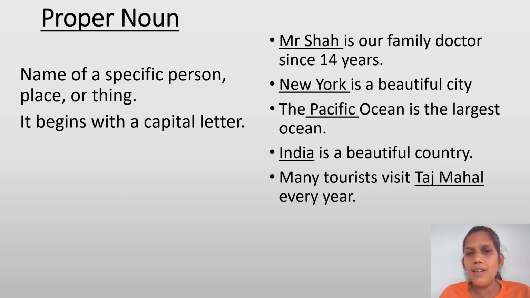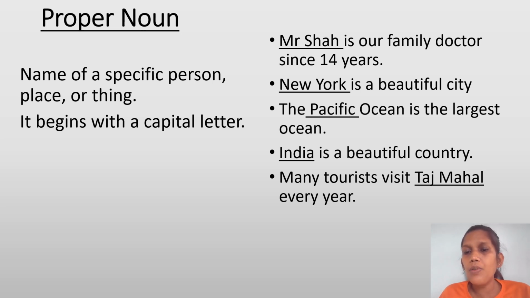Here let's understand more with an example. New York is a beautiful city. So New York is again a specific place, with capital letters. The Pacific Ocean is the largest ocean. Here the Pacific, again the first word. Which ocean? The specific name is given, Pacific Ocean. So the first word would be capital.